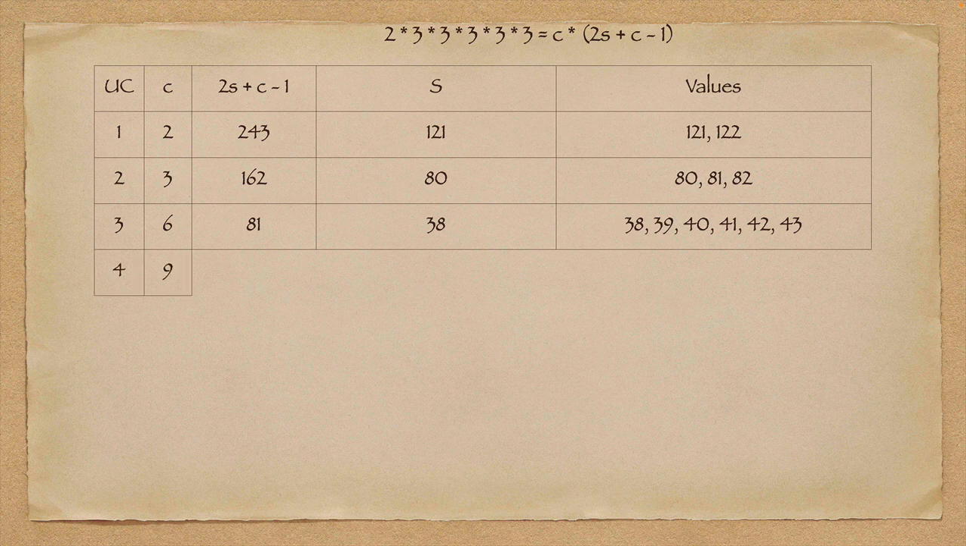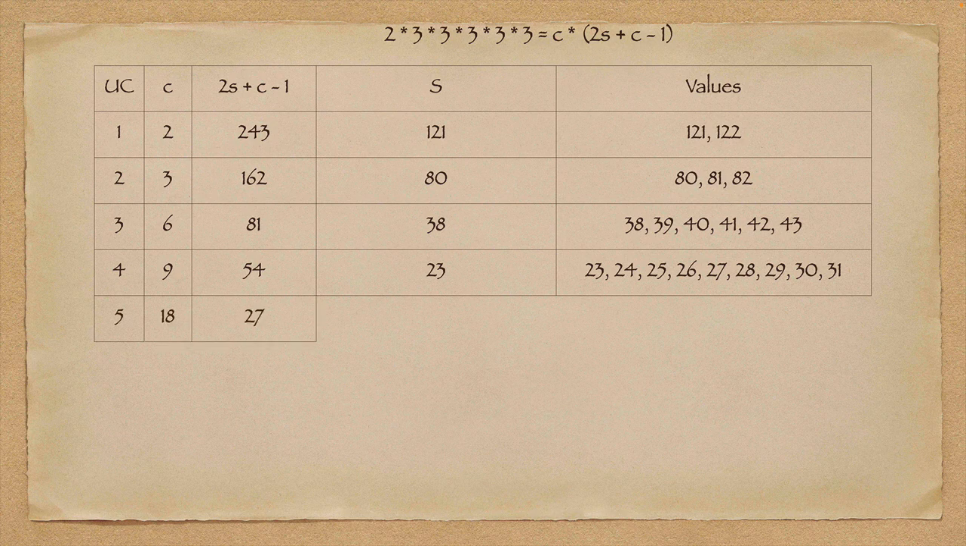The next value is 9. So I'm just combining 3 3's together, and what I'm left with is 2 3's, so I'm left with 2 times 3 cubed, which is 54, in which case s has to be 23, so it's 23 to 31. And finally I have 18, in which case I have the other factor to be 27, and s here has to be 5, therefore the value should be 5 to 22.